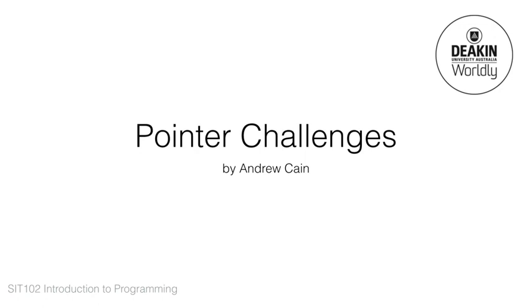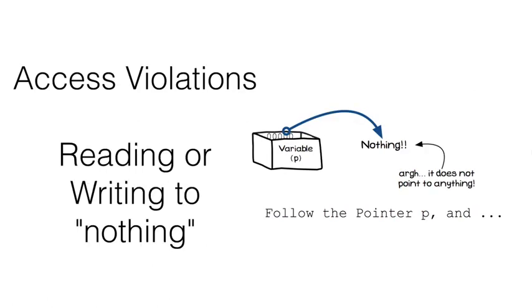When we start working with pointers, there are a few extra challenges you're likely to encounter that you don't encounter when you're not working with pointers. The first one is access violations. An access violation is when you read a pointer that doesn't refer, or where you write to a pointer that doesn't refer to something where you're allowed to read or write to.